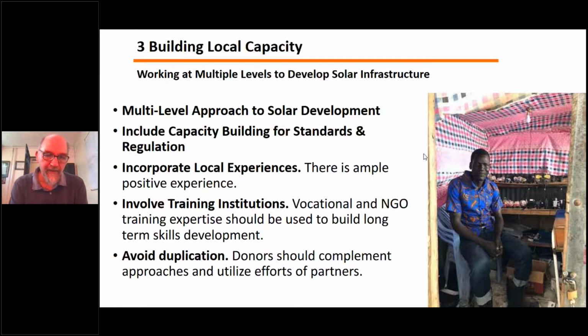Incorporate the local experiences. With 30 years of experience in East Africa building up the solar sectors, we need to bring in those local solar companies and technicians that can work in the camps. Involve training institutions, and then keep moving here fast, but we avoid duplication. Let's not do the same thing over and over if it doesn't work. So donors and refugee agencies should be looking at what other people are doing and complement approaches instead of duplicating unsuccessful experiences. Next slide.